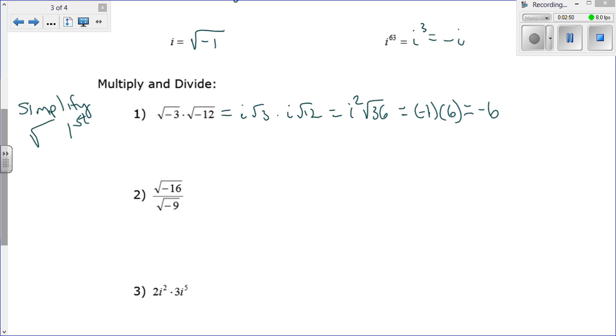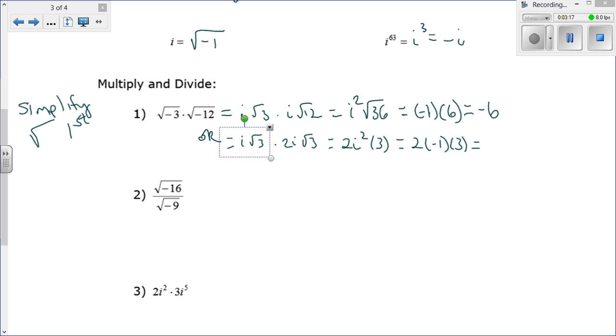There is another way to do this problem. We could simplify and do i radical 3, and then simplify my other radical as 2i radical 3. And then when I multiply, I get 2i squared, and radical 3 times radical 3 is 3. And then we'd have 2i squared is -1 times 3. We still get -6, and they're both correct. Neither one is more correct than the other.